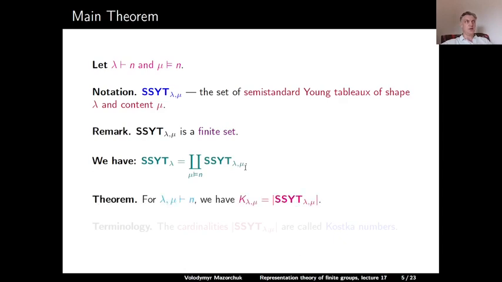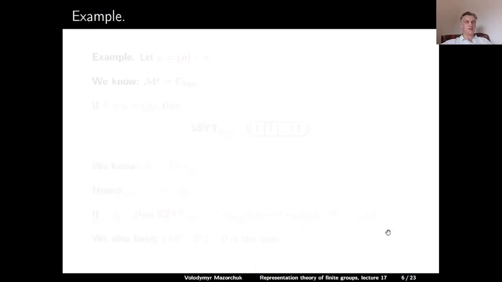So the main theorem of today's lecture asserts that for any two partitions lambda and mu of n, the multiplicity k lambda mu is equal to the cardinality of the set of all semi-standard Young tableaux of shape lambda and content mu. And the terminology, which justifies the title of the lecture, the cardinality of the set SSYT lambda mu is usually called a Kostka number. So let us do some examples to illustrate the statement.